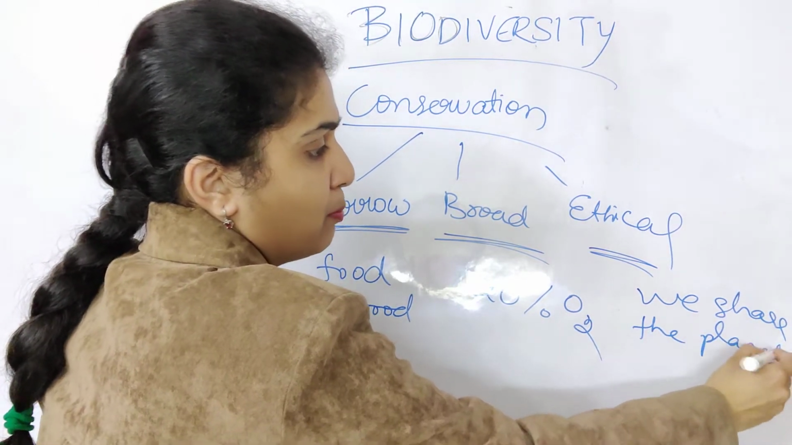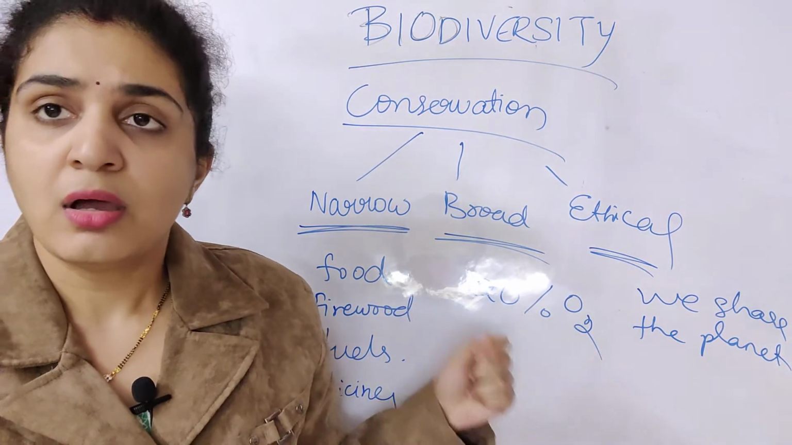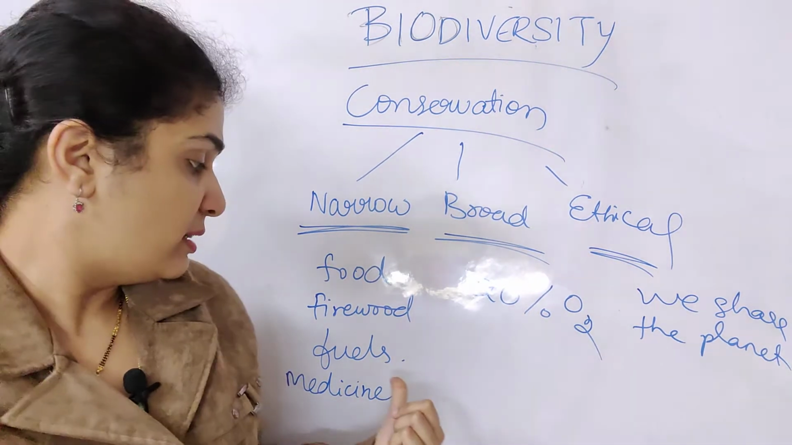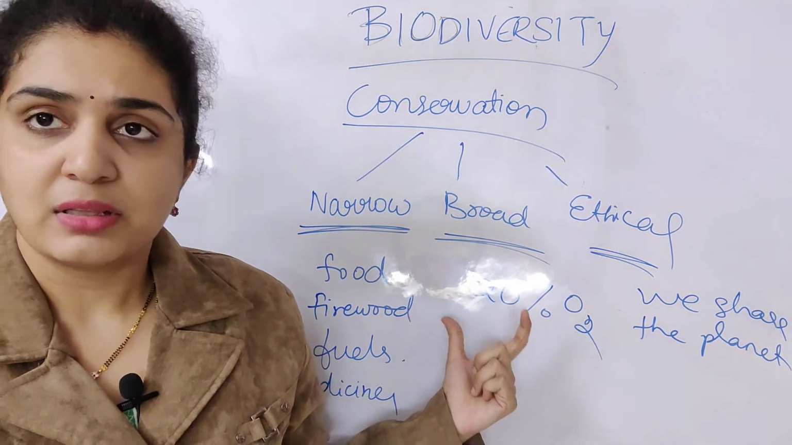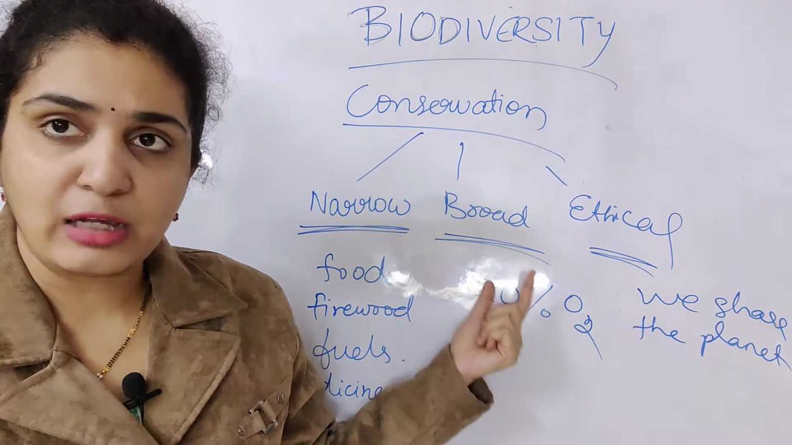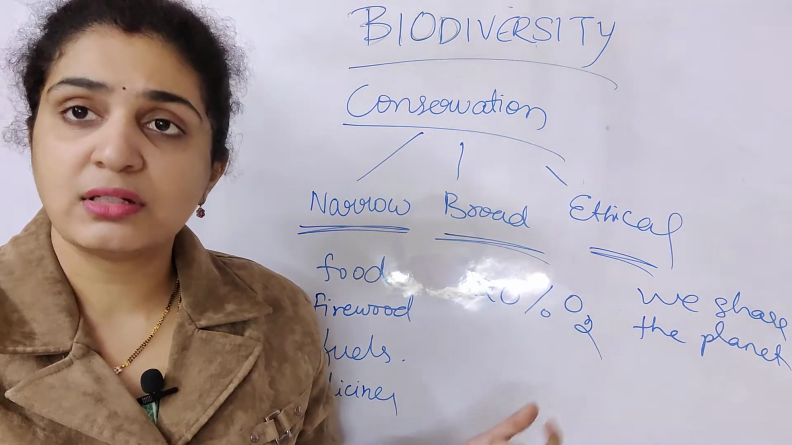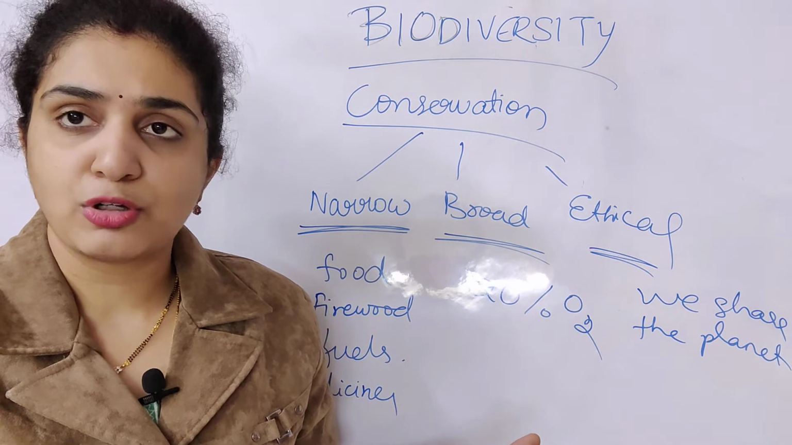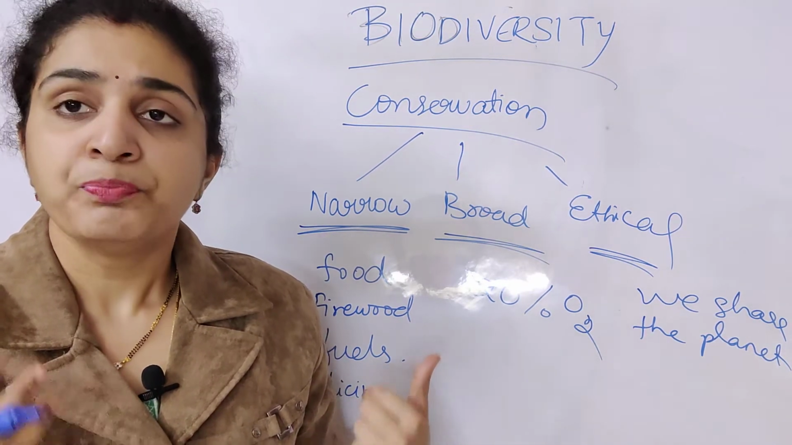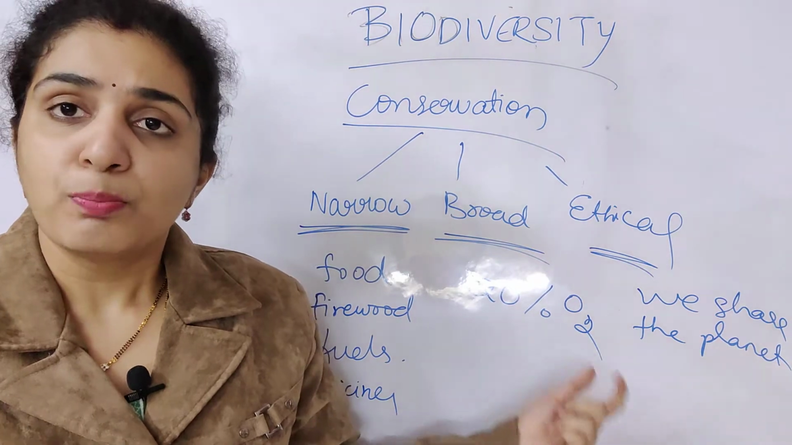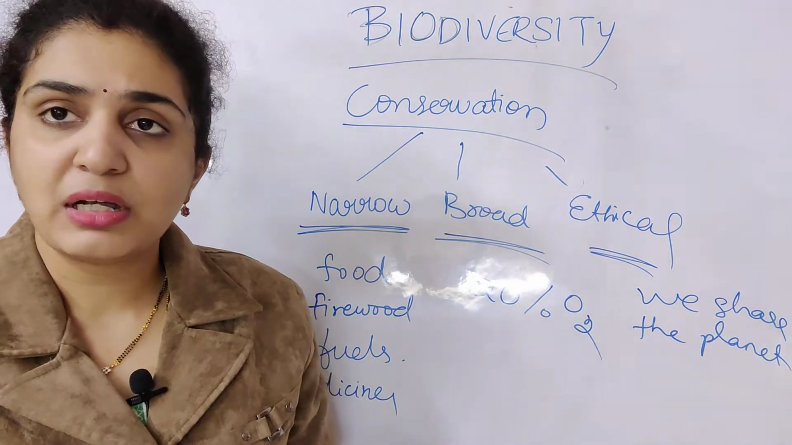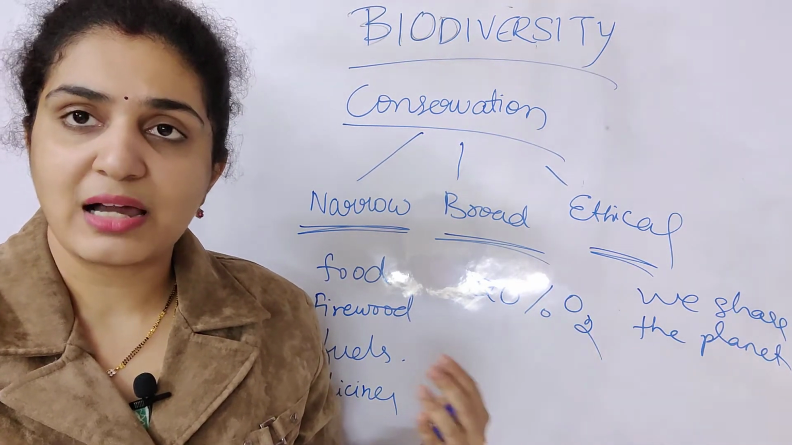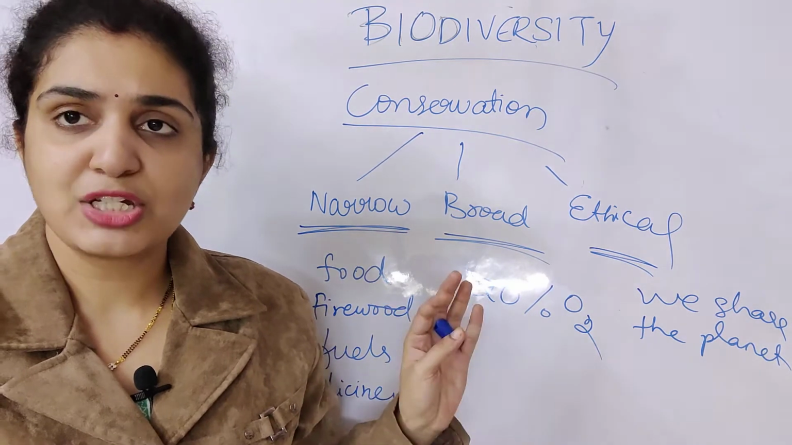So basically, the three important concepts for conservation are these. Narrow thinking: food, medicines, 25% of medicines, then fuels, firewood, everything comes from nature, the ecosystem. Broad: 20% of oxygen is produced by the Amazon rainforest alone. The rest is all produced by plants only. Or else, how can we inhale oxygen? We don't get any oxygen. So plants are very much required for it. Ethical argument is that we share the planet with numerous plants and animals. So this is about the conservation of nature.